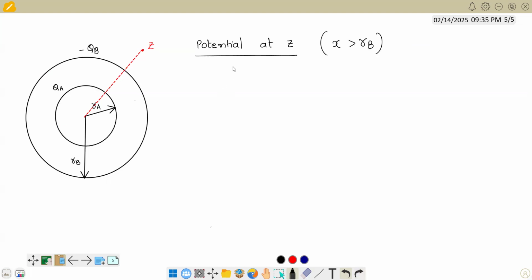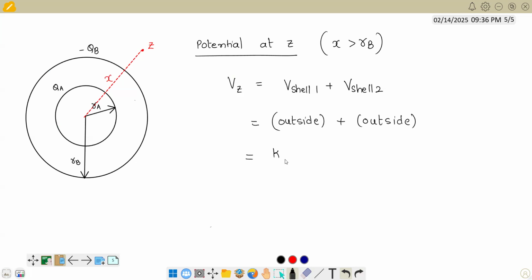So at this location, if I want the potential, let me call this distance X. The potential at Z is equal to the potential due to shell 1 plus the potential due to shell 2. If you want the potential at any location, you have to add the potential due to all the shells. For this shell also, this point is outside. For this shell also, this point is outside. Since it is outside for both of them, the potential at this location would be K QA divided by X.